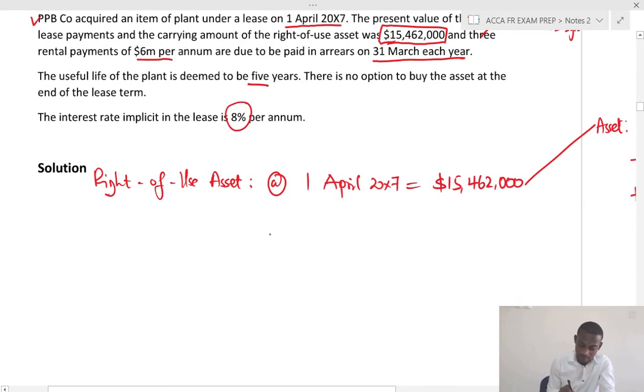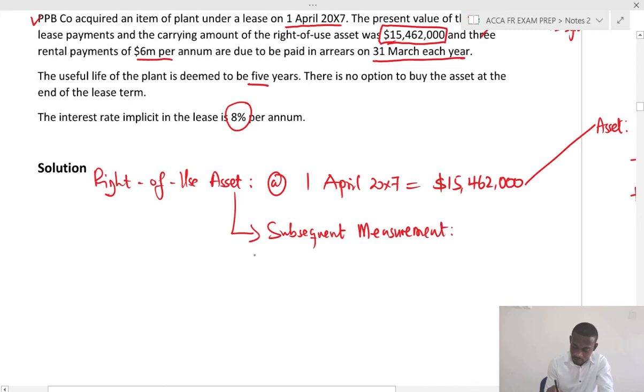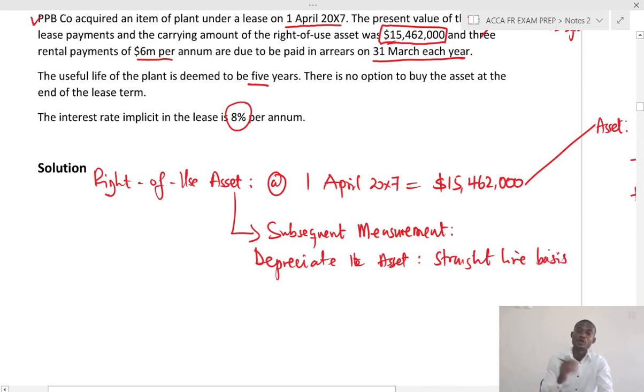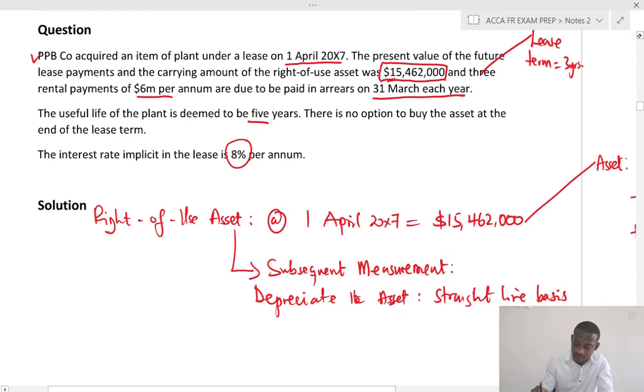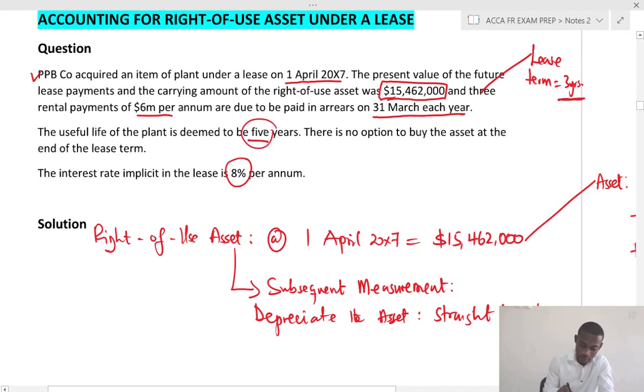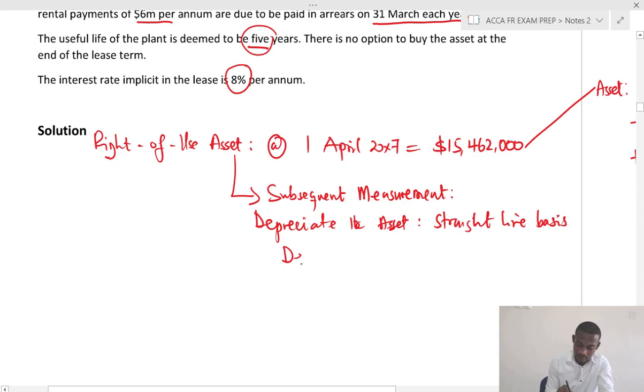Now, the right of use asset on subsequent measurement, right from the initial measurement, the principle is that we depreciate the lease asset, and this will be on a straight line basis over the shorter of the lease term or the useful life of the asset. If you look at it, the lease term is 3 years. The useful life is 5 years. There is no option to buy, and because there is no option to buy, we use the shorter, which is the lease term. So instead of depreciating it over 5 years, which is the useful life, we depreciate it over the lease term.